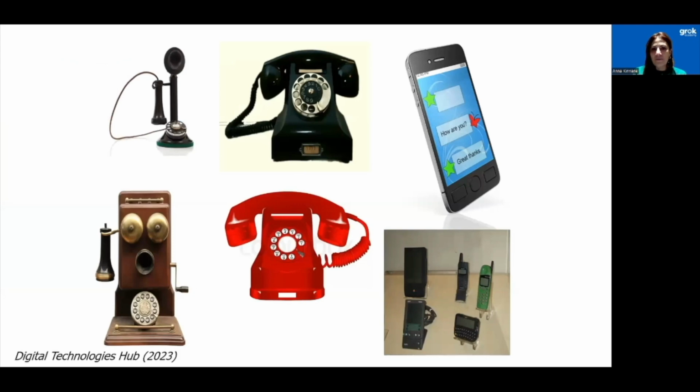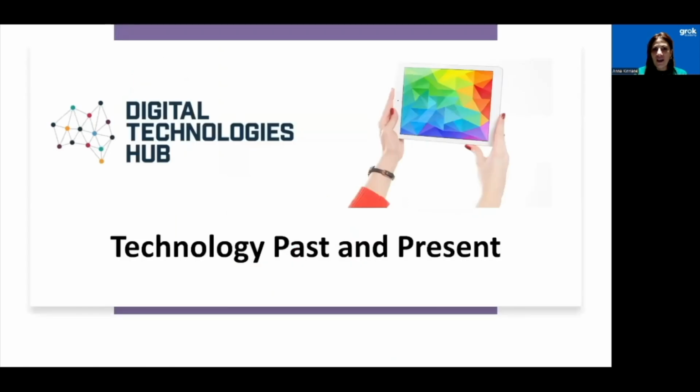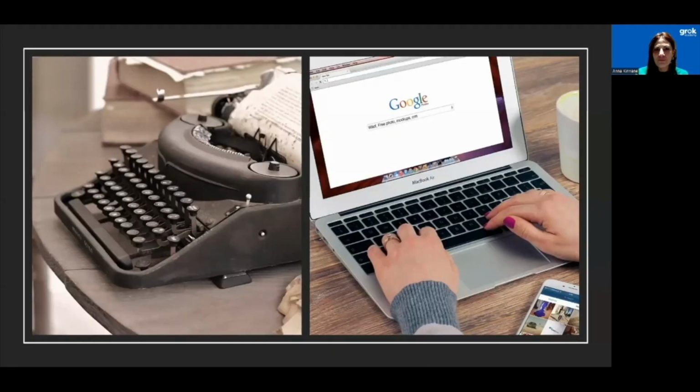Now, I have provided here an example of some images that have been taken from the Digital Technologies Hub. And this is an actual learning experience, one that I did create that is published on the Digital Technologies Hub, where students were looking for the way the telephone has changed over time. Now imagine that they have found their images, and here is the learning experience. It's called Technology Past and Present. You can find that on the Hub.